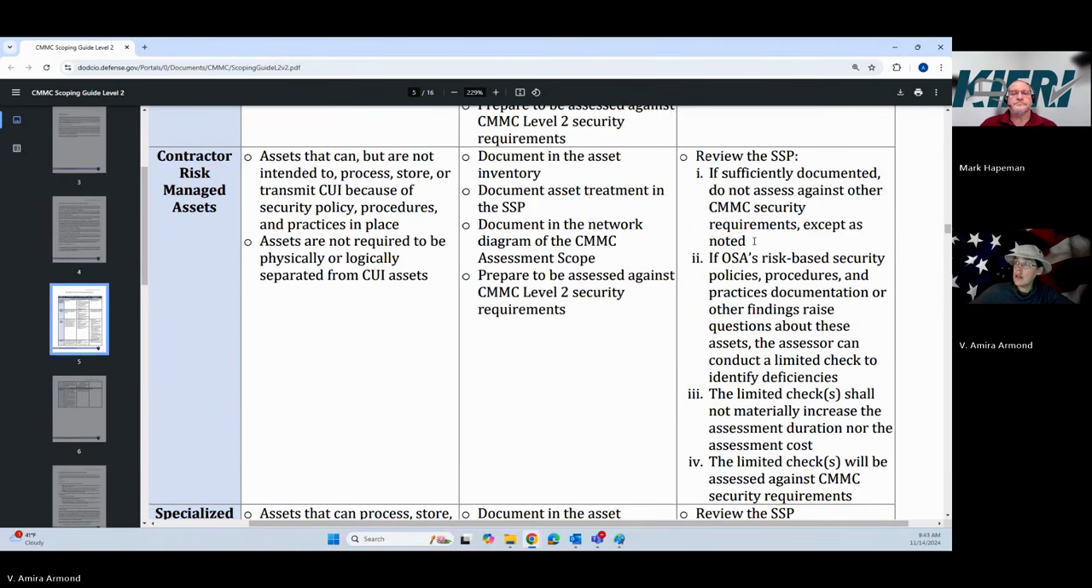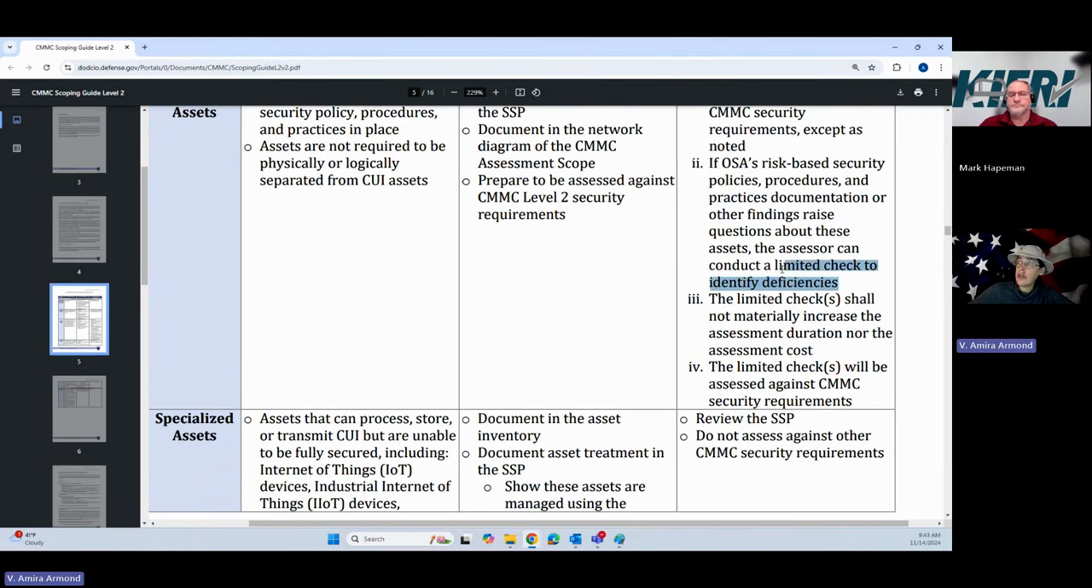But there is instructions to the assessor about conducting a limited check to identify deficiencies. Now, in previous versions of the scoping guide, it was really unclear what the DoD wanted from the assessor. But it basically said you can conduct a check to identify risks, and we didn't know what identify risks meant, right? They have since clarified it, and now it's pretty clear that the spot checks are for individual requirements against that CRMA.